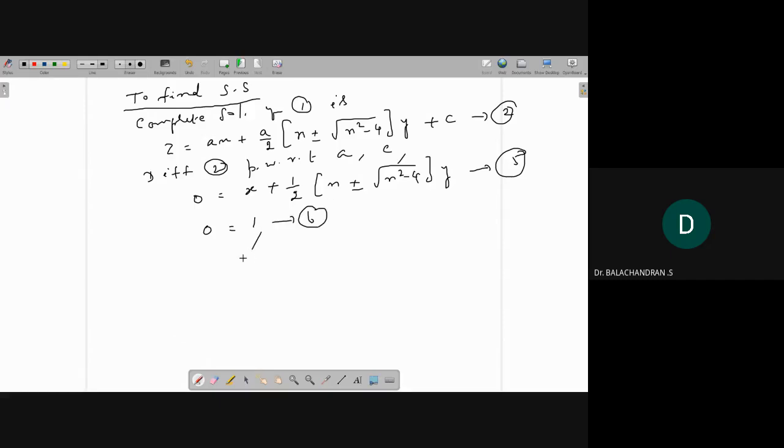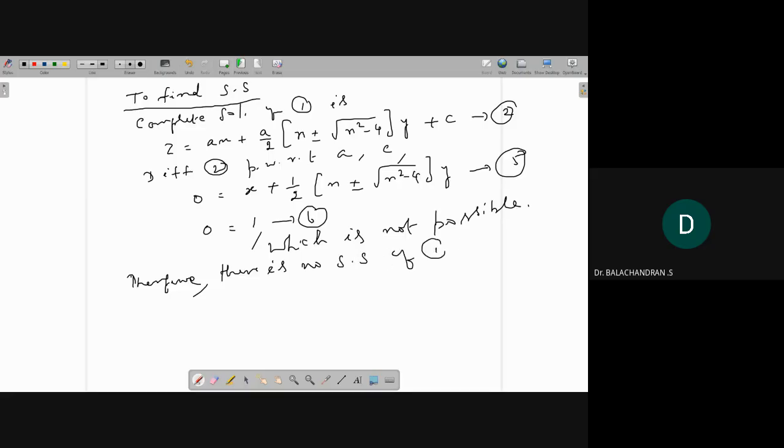But 0 equal to 1 is not possible. So therefore, there is no singular solution for equation 1. There is no singular solution of equation 1. Okay.